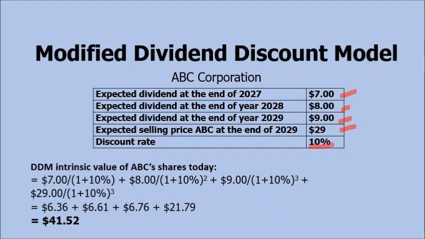Based on the modified dividend discount model, the intrinsic value of ABC's shares today is $7 divided by 1 plus 10%, plus $8 divided by 1 plus 10% raised to the power 2, plus $9 divided by 1 plus 10% raised to the power 3, plus $29 divided by 1 plus 10% raised to the power 3. So all these inflows are discounted suitably using the discount rate of 10%. The figures are 6.36, 6.61, 6.76, and 21.79. These present values are totaled, and we get $41.52 as the intrinsic value of ABC Corporation's shares today.